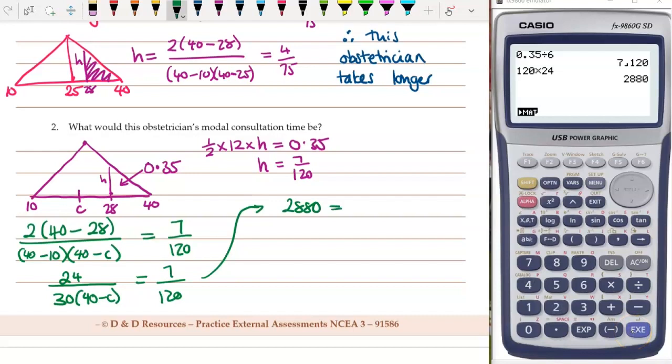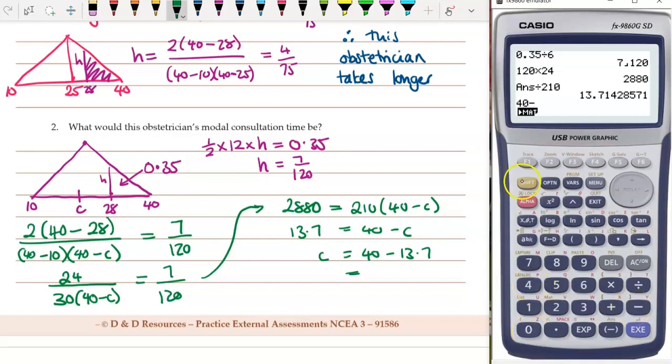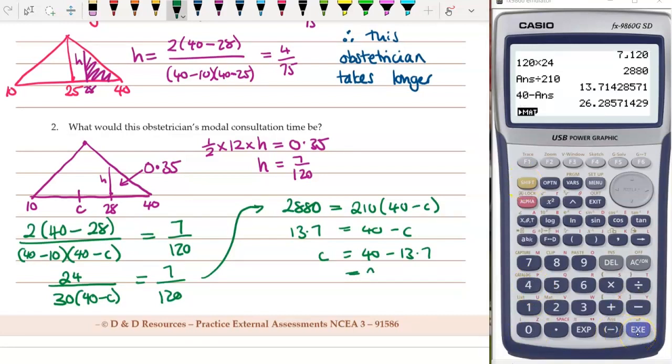And you can put this into equation solver if you prefer. 7 times 30 is 210 times by 40 minus c. So we've just cross multiplied there. 2880 divided by 210 is going to be that much. So 13.7 is equal to 40 minus c. So c is equal to 40 minus the 13.7. So c is 40, take away that answer, which is 26.2829 is the mode.